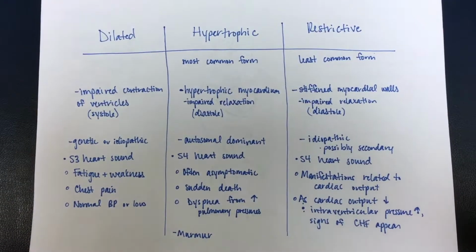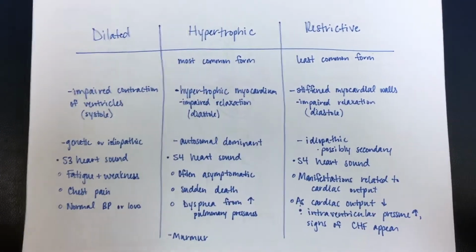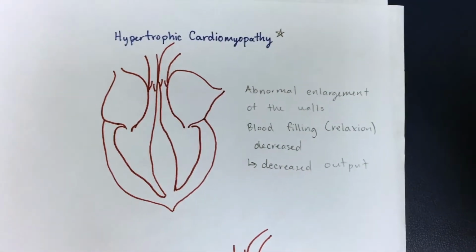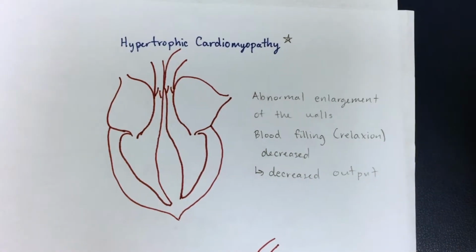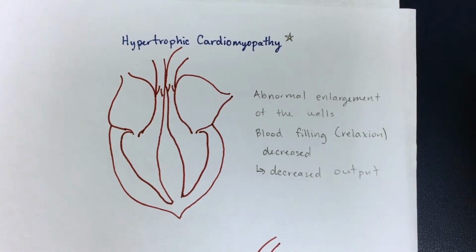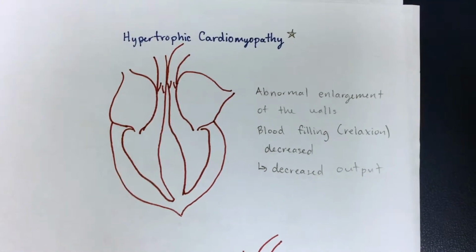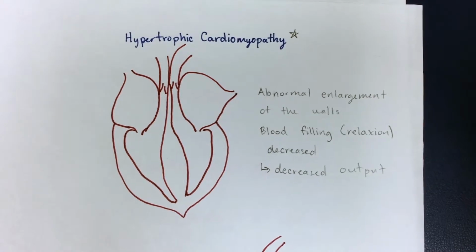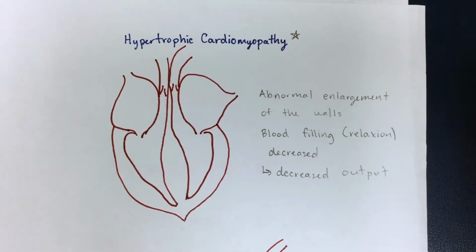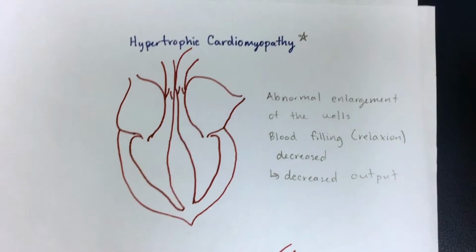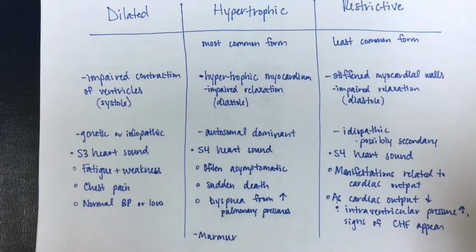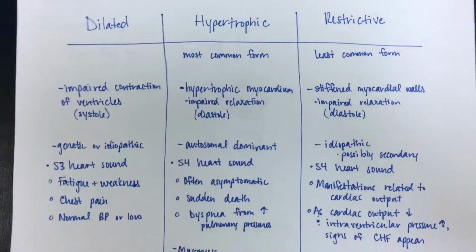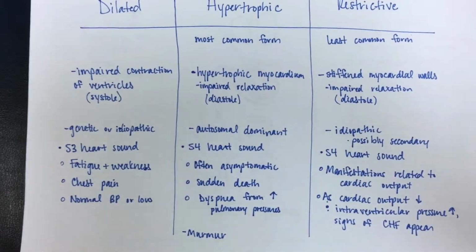The next type of cardiomyopathy is hypertrophic, which is actually the most common form of cardiomyopathy. This is an abnormal enlargement of the muscles of the walls of the heart, which causes a decreased ability for blood to fill the heart or relax. This causes decreased output from the heart of just generally blood being able to get out. And with this, you're going to see it during diastole because it's an impaired relaxation of the muscles.